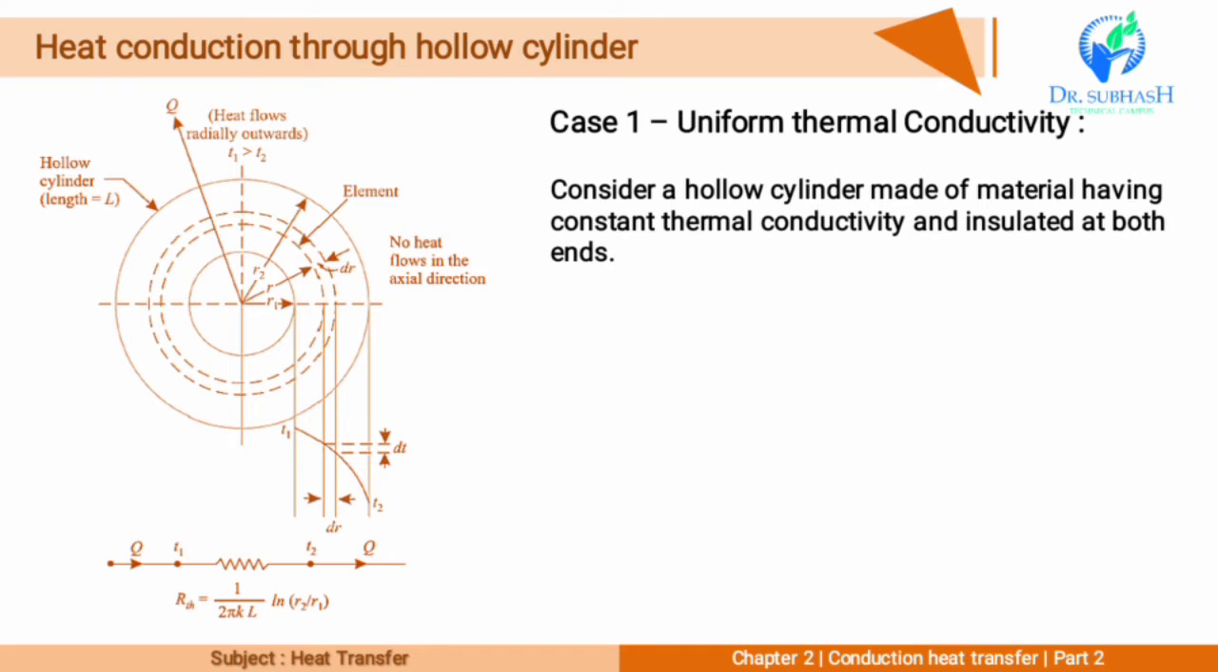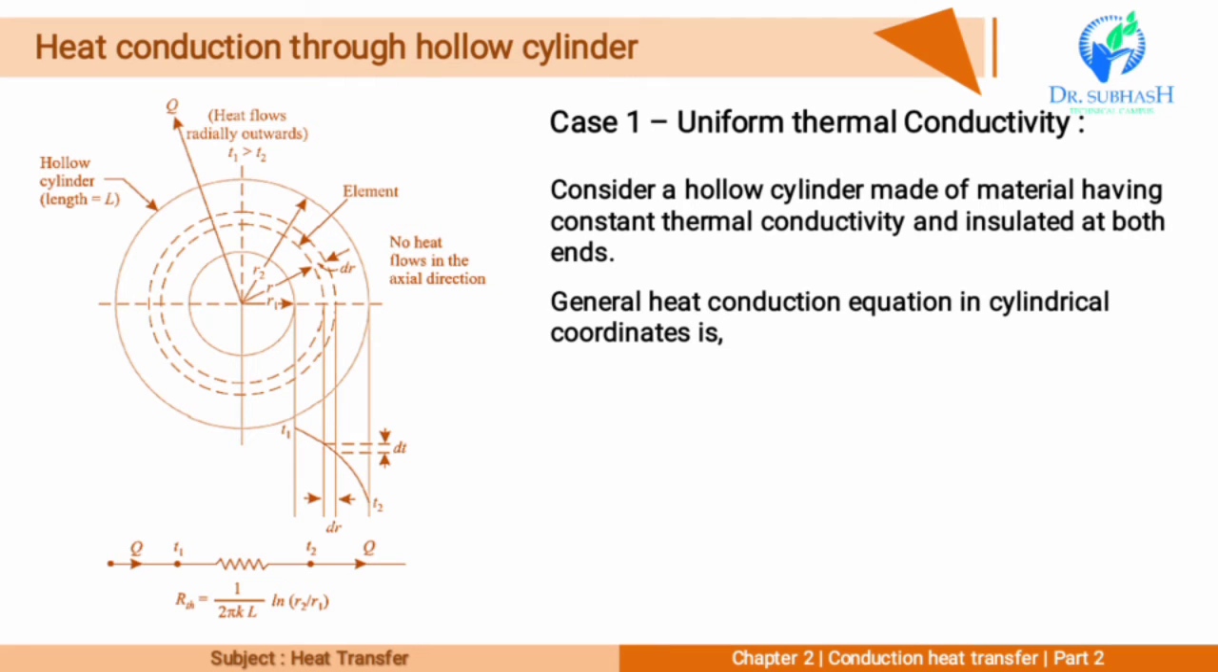Number 1, one-dimensional heat transfer, no internal heat generation in the system, the material used is homogeneous and isotropic, no heat transfer in the axial direction, and steady state heat transfer. Here R1 and R2 are the inner and outer radius of the cylinder in meters, L is the length of the cylinder, T1 and T2 are the temperatures of the cylinder at inner and outer radius, and K is the thermal conductivity of the cylindrical material.